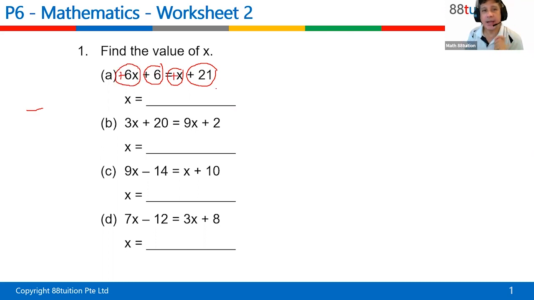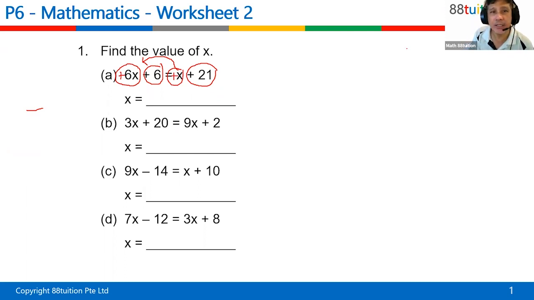Now that I've circled this, what we need to do is bring all the x's to one side of the equal sign and then bring all the numbers to the other side. So you have to be very careful which side you want to bring to. For example, in A, the 6x is on the left side of the equal sign, but the x is on the right side. So it would make better sense to bring the x over to the left side, because every time we jump over the equal sign, the operation changes. That means from plus, it becomes minus. And if it had been minus, when you bring it across, it becomes a plus.